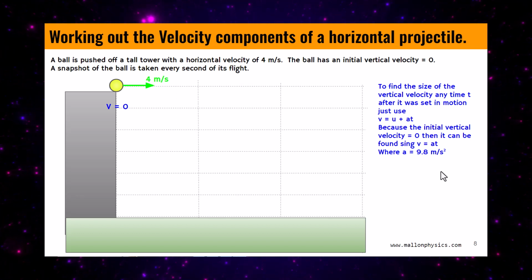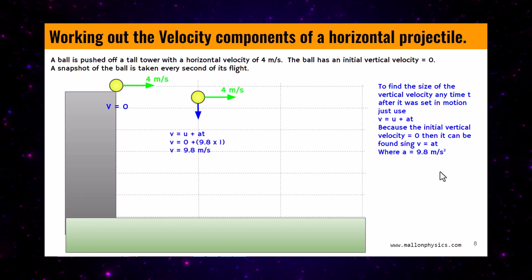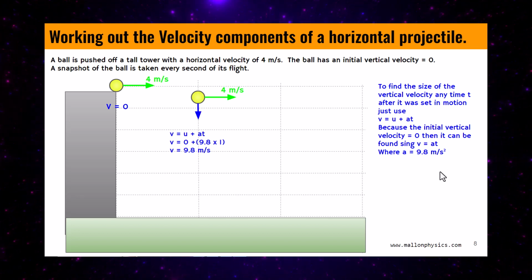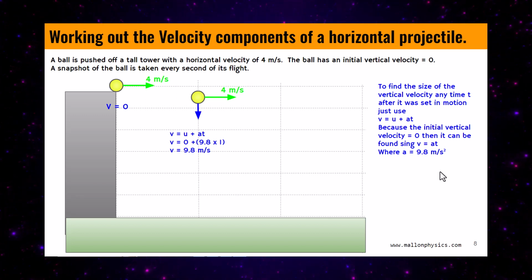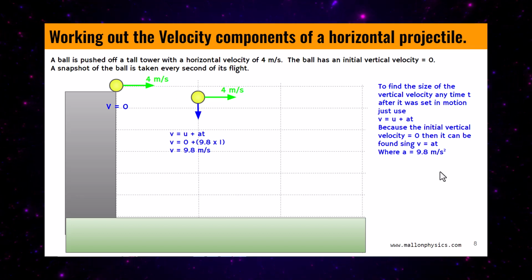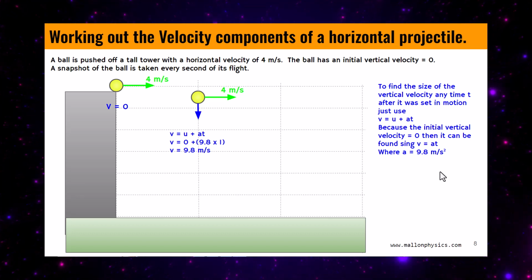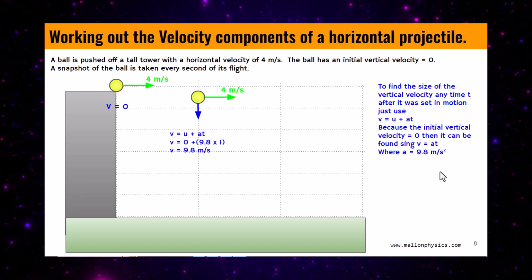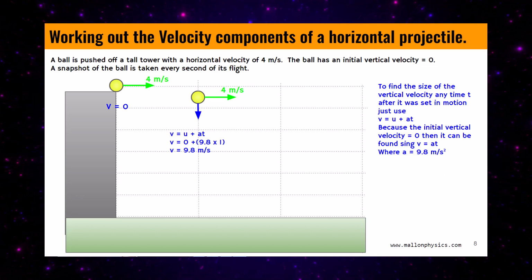So 1 second later, we have this situation here. The horizontal velocity stays the same, 4 meters per second. But look at the vertical velocity. Acceleration due to gravity is acting on it, and after 1 second, the speed will be v equals u, which is going to be 0, plus 9.8 times 1. So the vertical velocity after 1 second will be 9.8 meters per second.